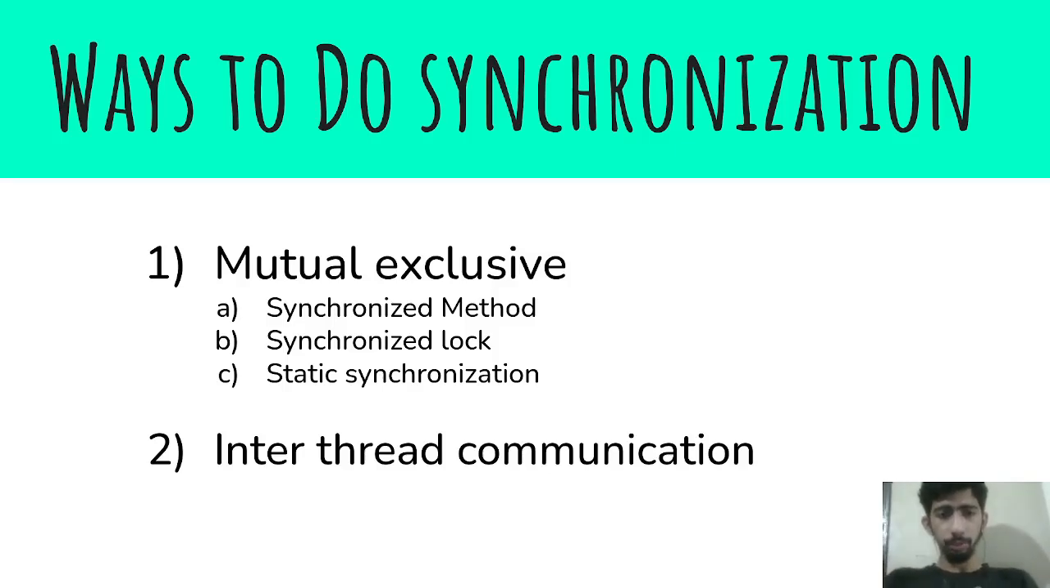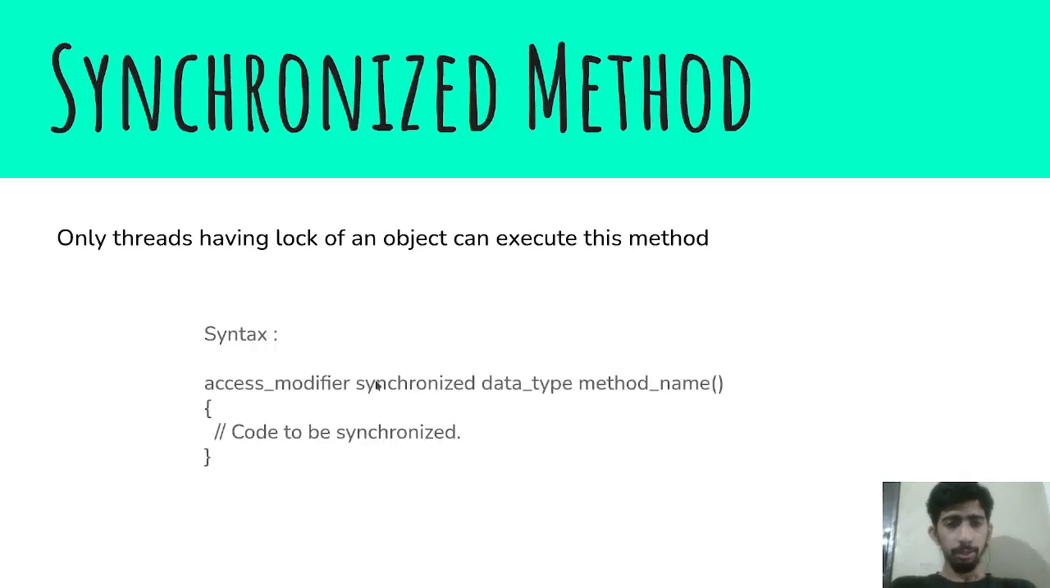There are two ways. Number one, mutually exclusive. Here, if a thread is doing synchronization, then only one thread at a time can access the synchronized area. While in inter-thread communication, threads communicate with one another to manage the lock. Under mutually exclusive, we have a synchronized method to make a method synchronized, a synchronized block to make a block of code synchronized, and static synchronization. In a synchronized method, only threads having the lock of an object can execute the method.